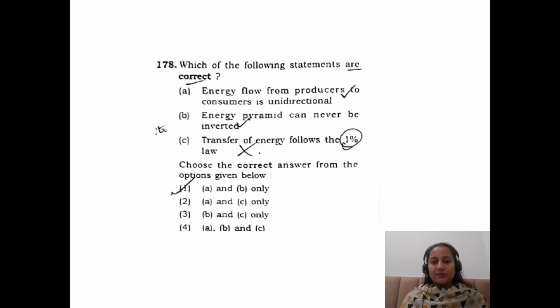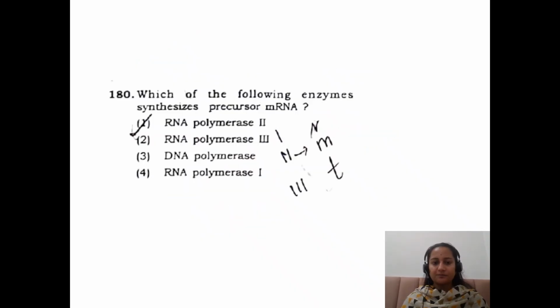The following statements are correct. Which of them are correct? Energy flow. So this question is from ecosystem. Energy flow from producers to consumers is unidirectional. Correct. It's always unidirectional when we are going to the next trophic level. Energy pyramid can never be inverted. This is also a correct statement because the pyramid of energy is not inverted. Pyramid of biomass can be inverted in the aquatic ecosystem. The transfer of energy follows the 1% law. It's not 1%, it is the 10% law. So only A and B statements are correct.